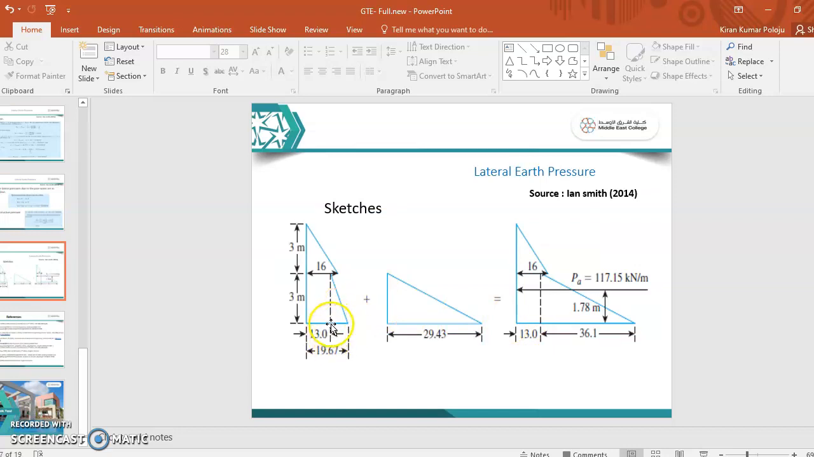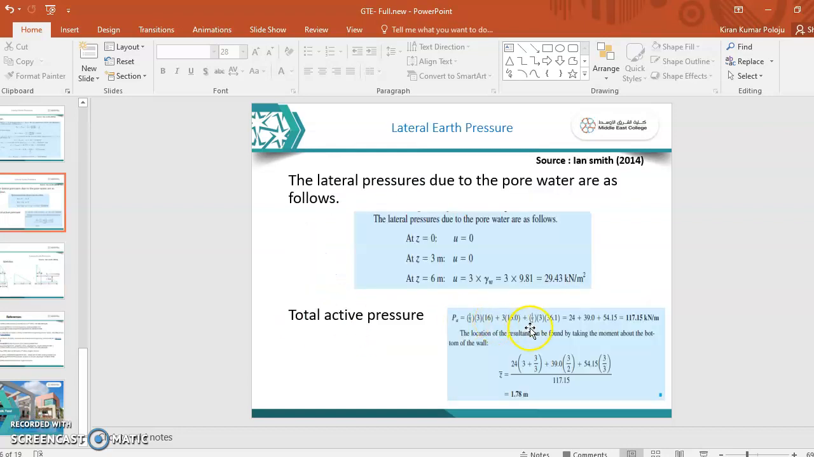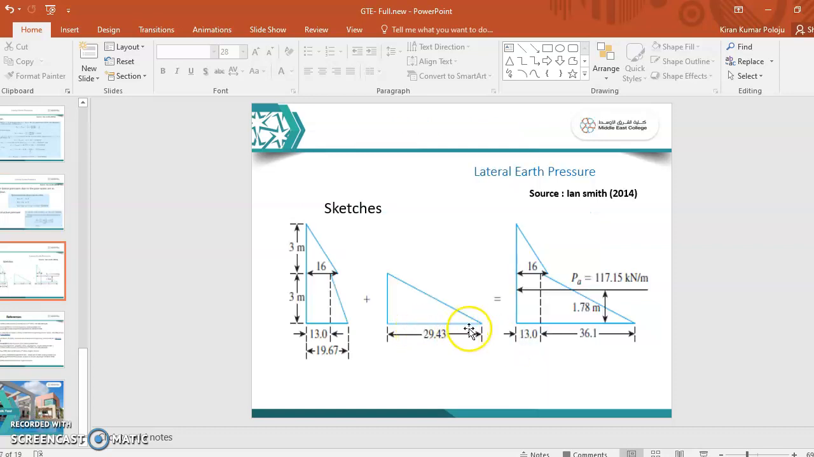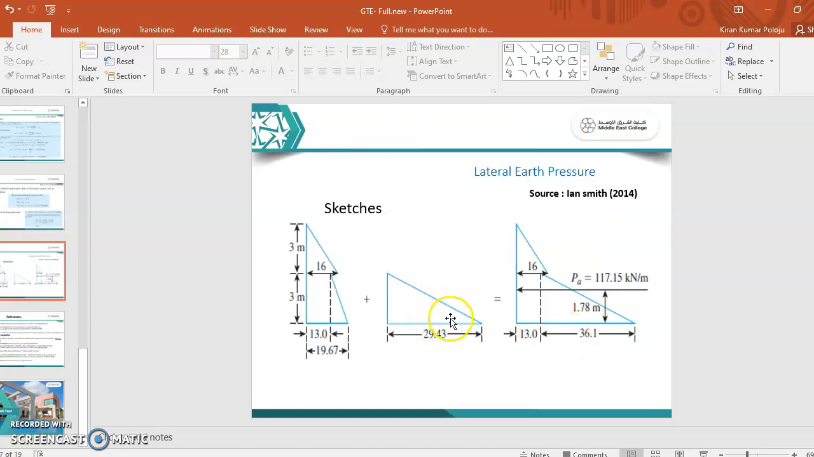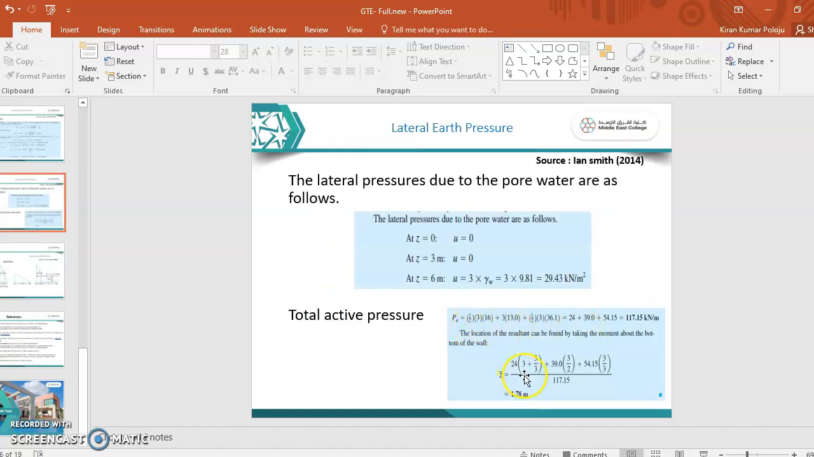So for the third section, this is the only breadth. The total is 19.67 and 13 is the rectangle part, and the remaining is the third section part. That means 6.67. So we'll just deduct that and calculate the area of the third triangle, and similarly do the fourth triangle also. This is also a triangle, right? So calculate all the areas and find out y bar using y1, y2, y3.